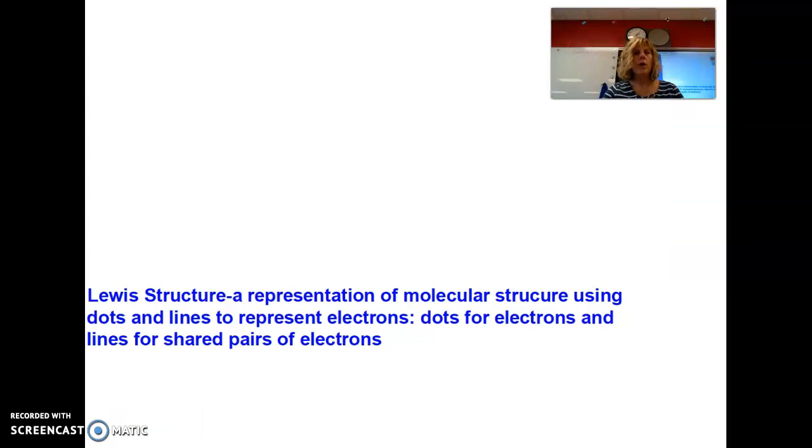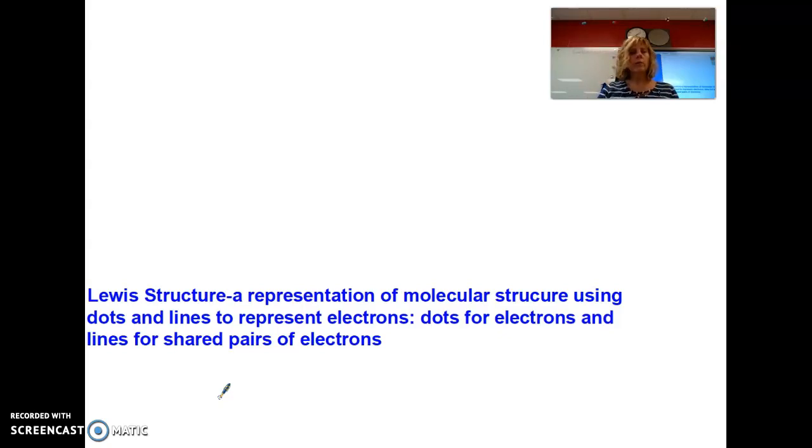Okay. So as promised, we want to go through Lewis structures today. A Lewis structure is a representation of molecular structure using dots and lines to represent electrons. We remember earlier when we talked about electron dot structures, this is really the next step of using that. So when you guys started your model building kits, that's actually what you were doing. That was an introduction to Lewis structures.